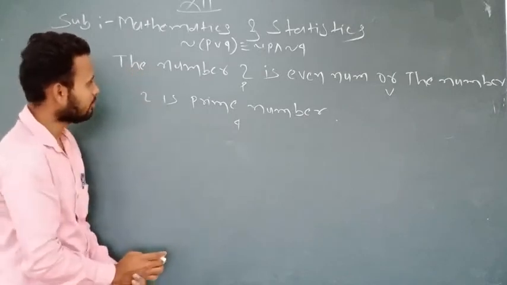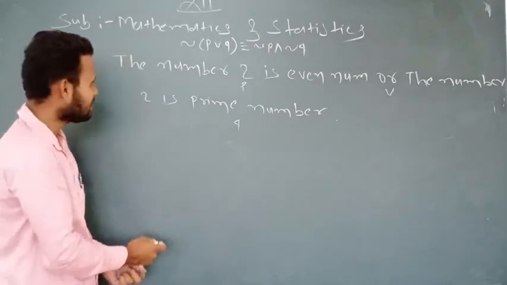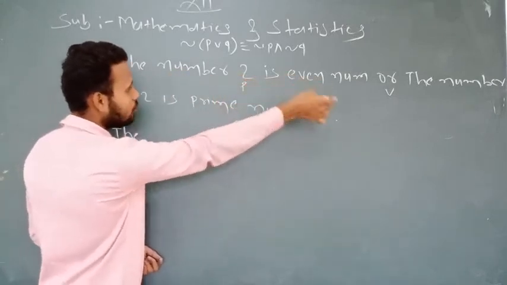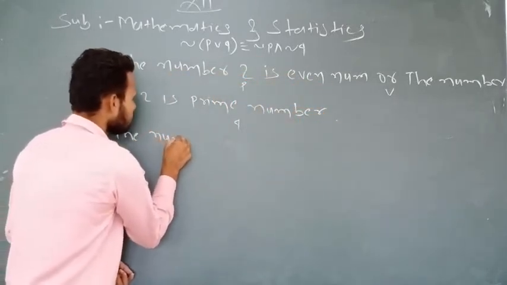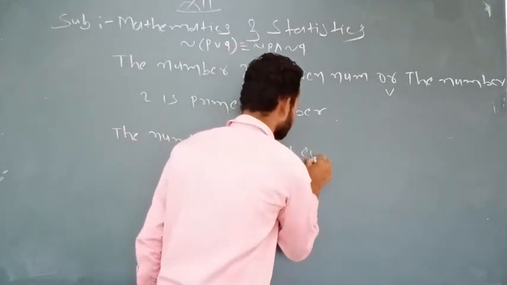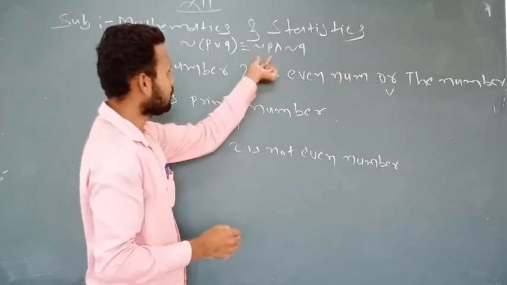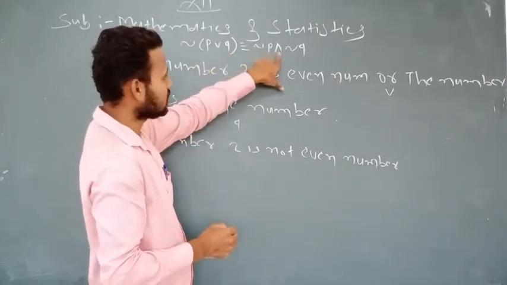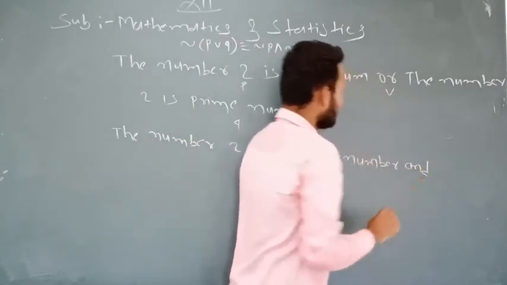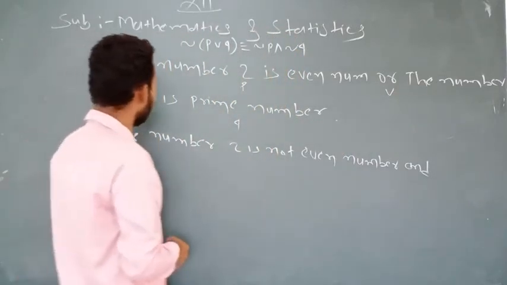Therefore the statement is: the number 2 is an even number or the number 2 is a prime number. Then the negation of that statement: first, the negation of the number 2 is an even number is, the number 2 is not an even number, negation of P. And in place of disjunction we write conjunction. And just take the negation of Q: the number 2 is a prime number, therefore its negation is, the number 2 is not a prime number.